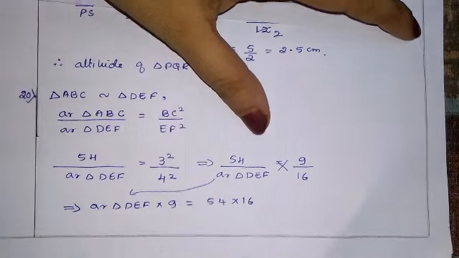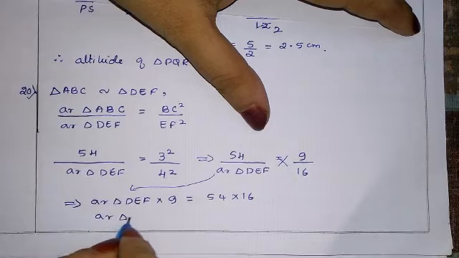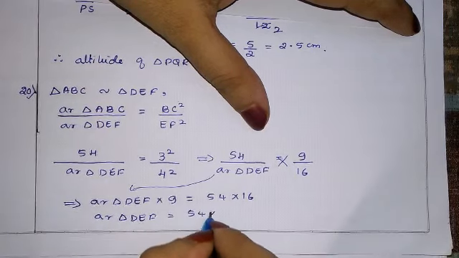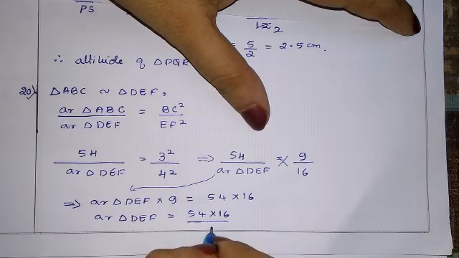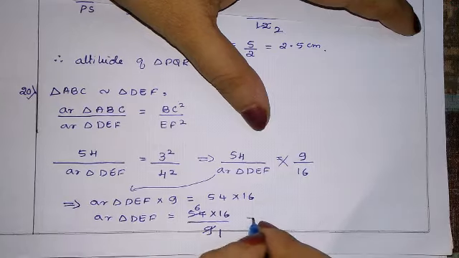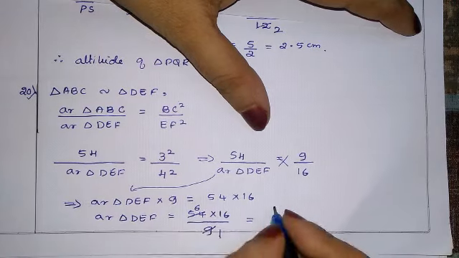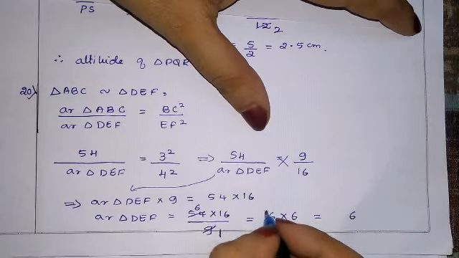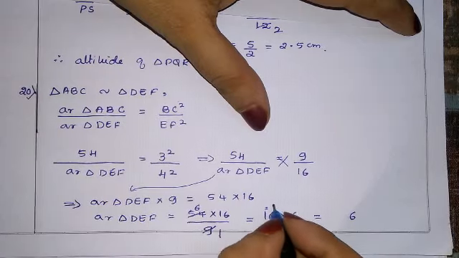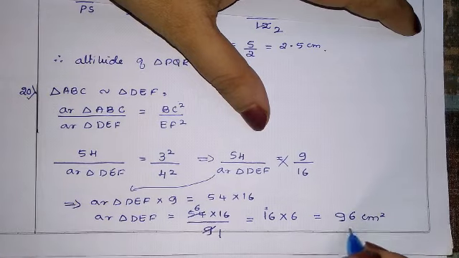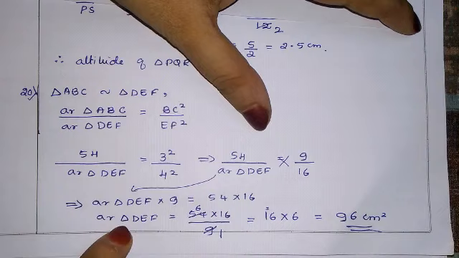So area of triangle DEF is equal to 54 into 16 upon 9. 9 ones are 9, 9 sixes are 54. So what we got, area of triangle DEF is 16 into 6. 6 sixes are 36, 3 here, 6 ones are 6, 7, 8, 9. 96 centimeter square we got as the area of triangle DEF.